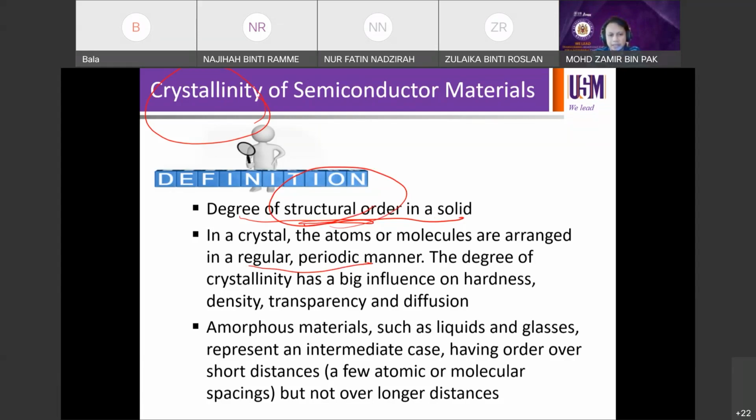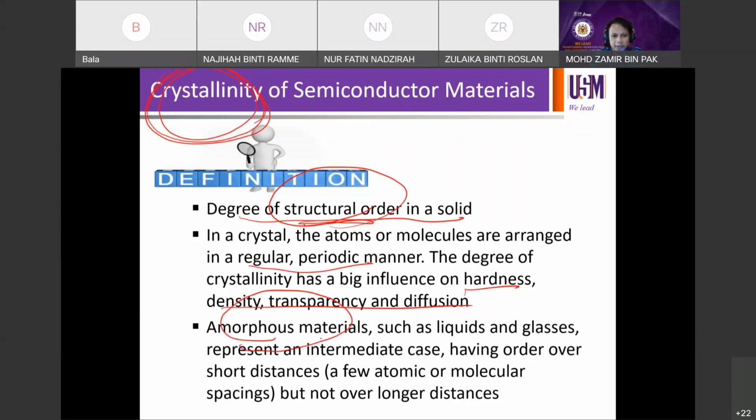The degree of crystallinity has a big influence on hardness, density, transparency, diffusion, and whatnot. So the crystallinity of the semiconductor materials will affect many properties. These are only some examples. There are many more examples that you can relate later on with different types of crystallinity of the semiconductor materials. The first one is called amorphous.